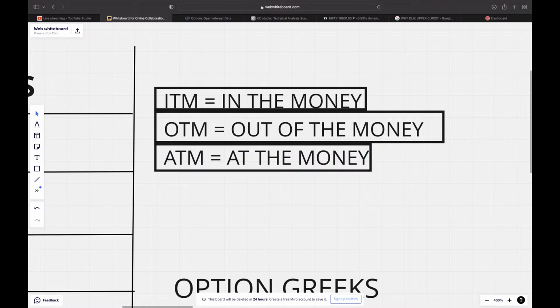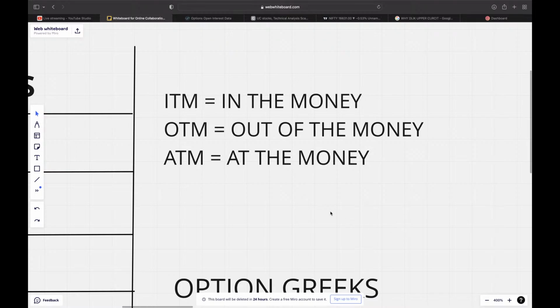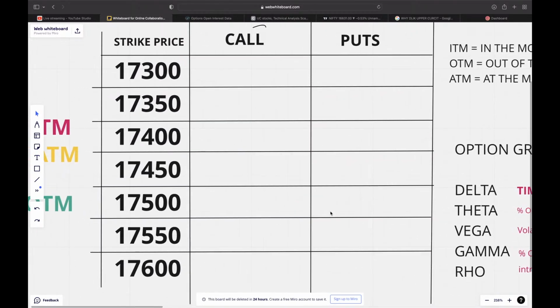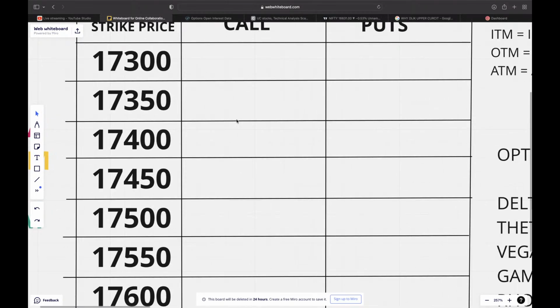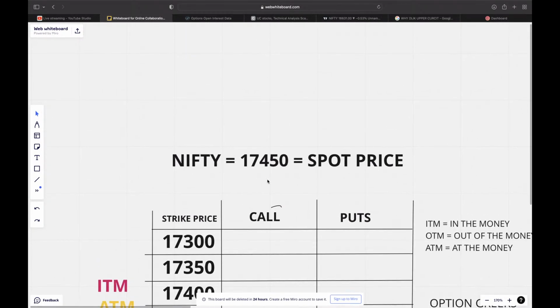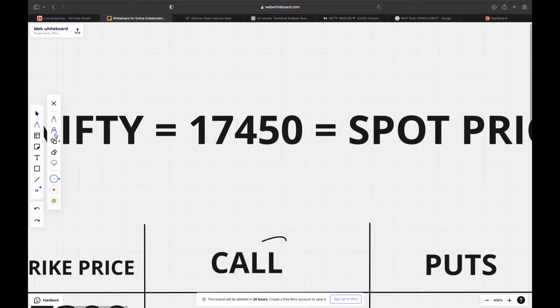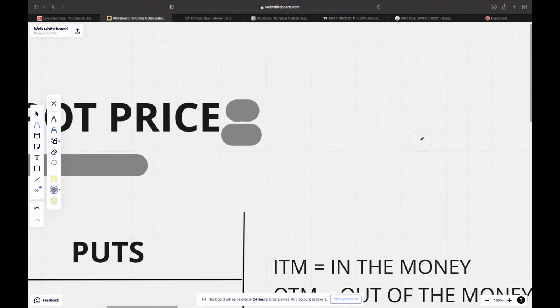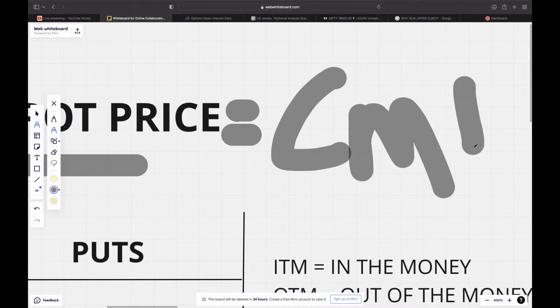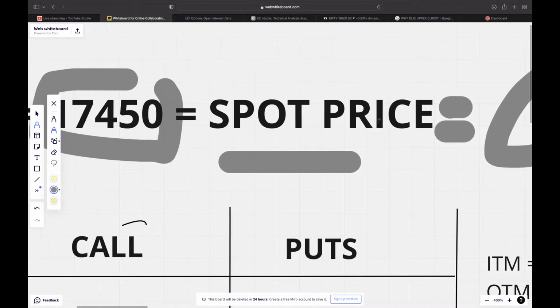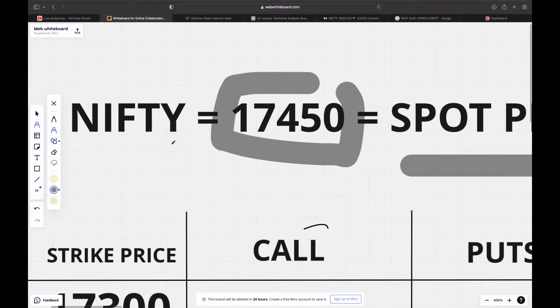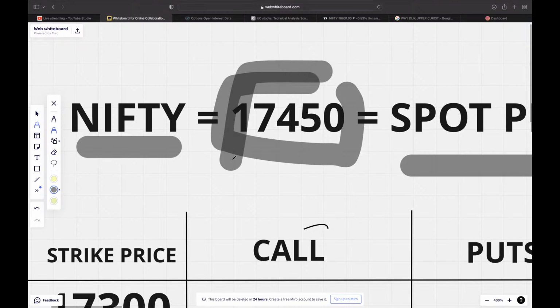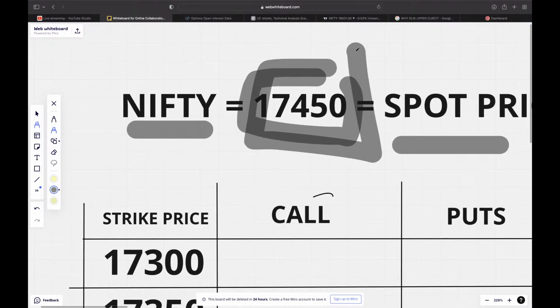Okay. So these in the money, at the money, and out of the money are classified by the strike price of the contracts. For example, right now, let's assume the Nifty spot price is 17,450. What is spot price? Current price, CMP, current market price. Nifty right now is valued at 17,450, which is the spot price.